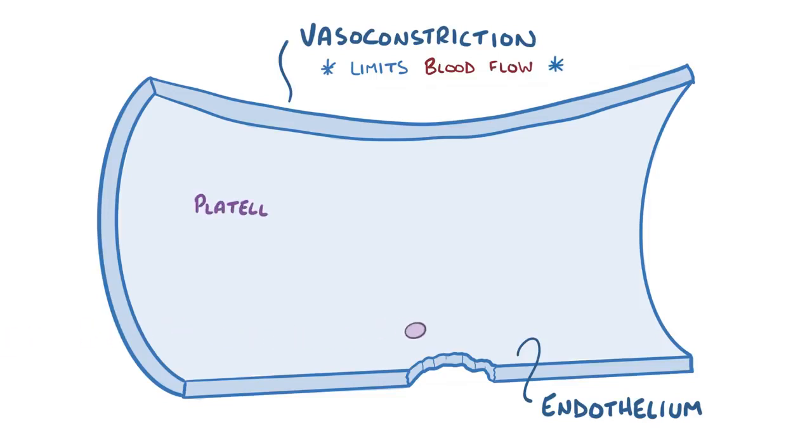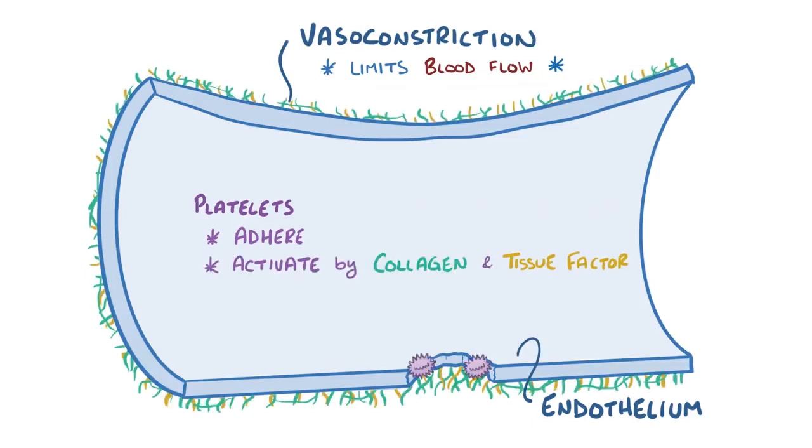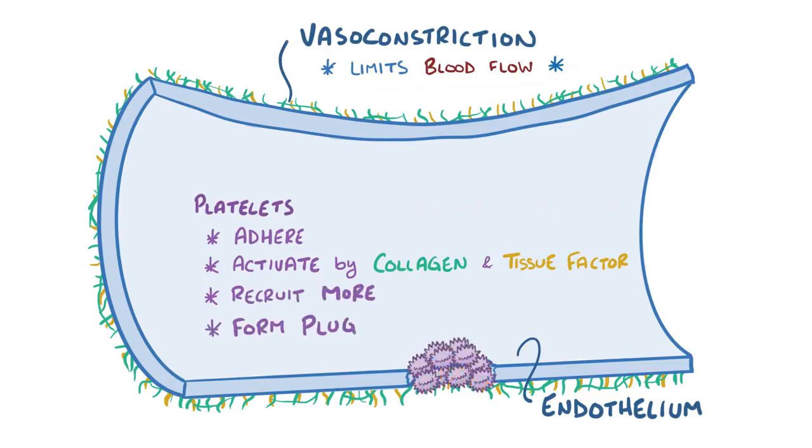After that, some platelets adhere to the damaged vessel wall and become activated by collagen and tissue factor, which are proteins that are normally kept separated from the blood by an intact endothelium. These platelets then recruit additional platelets to form a platelet plug. This formation of the platelet plug is called primary hemostasis.